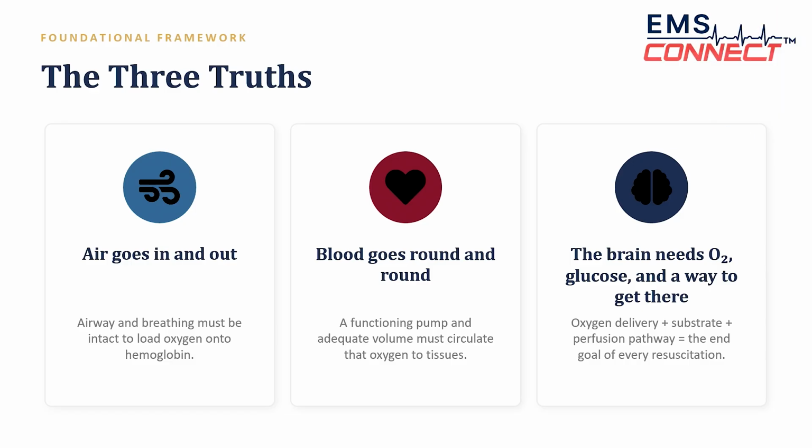If you have anything in medicine, just understand it comes down to these three truths. And if you correct these, you are going to take great care of your patients. So understand air goes in and out, blood goes round and round, and the brain and organs need oxygen, glucose, and a means to get there. All pathophysiology will be affecting one or more of these things. And if you understand this concept and how to address and correct it, then you are going to take great care of your patients. And we'll circle back to this as we go through each shock state.